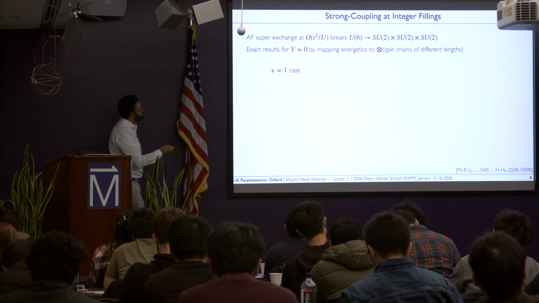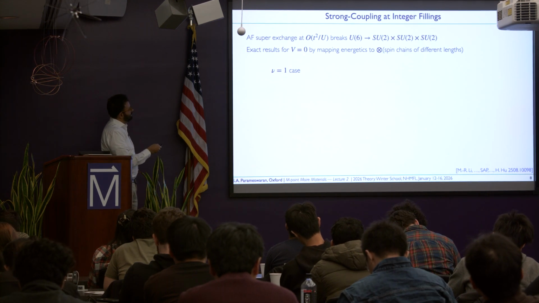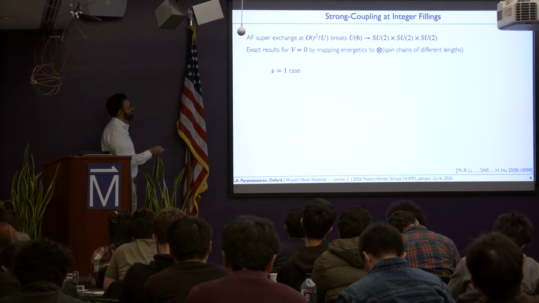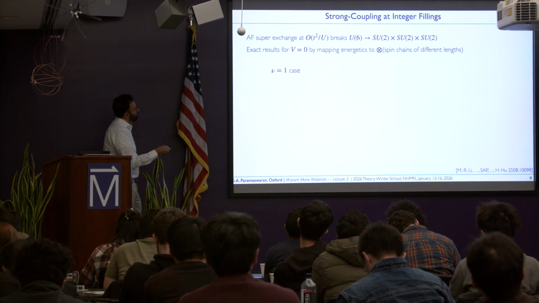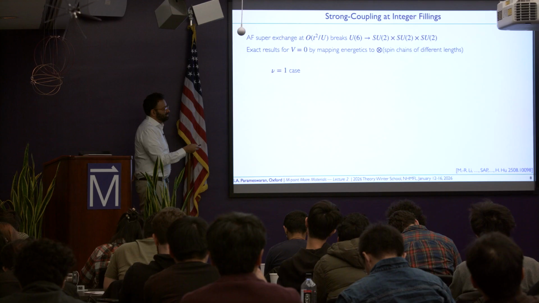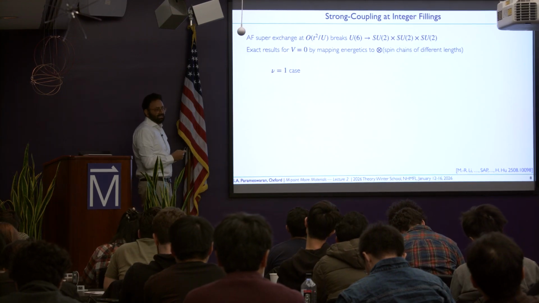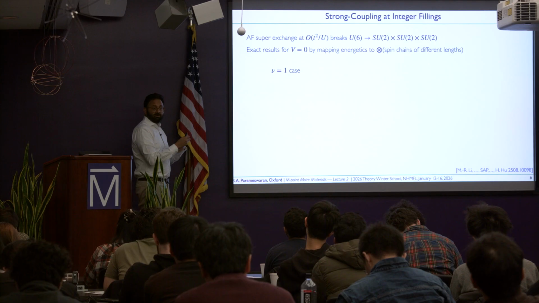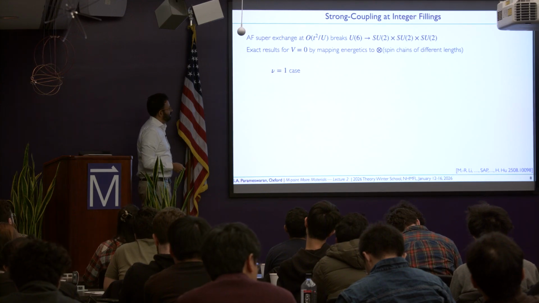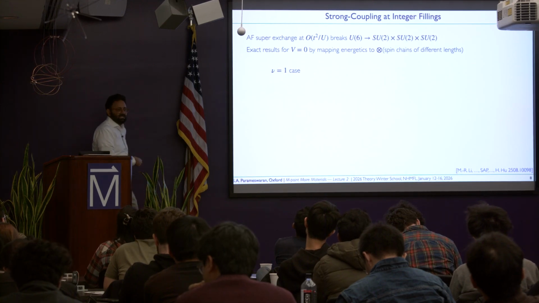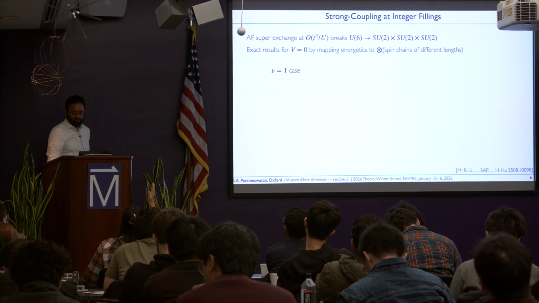That intuition means that it turns out you can get exact results in the absence of this V term, which complicates matters, by mapping the energetics of the problem to thinking about the energetics of, you partition the system into spin chains of different lengths and just use what we know from the energetics of finite size spin chains. So let me see how that goes. For the simplest case of nu equals 1 electron per site.